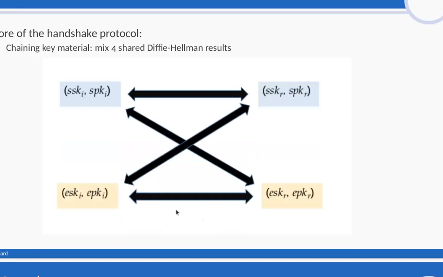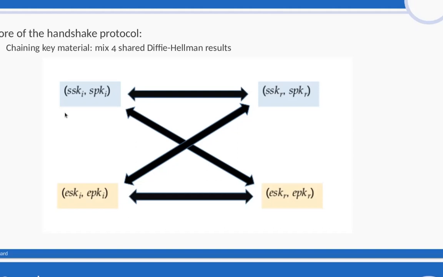The core of the Wireguard protocol is a chaining key material, which is fed into a KDF to derive the final symmetric keys at the end of the handshake. This chaining key material essentially mixes 4 shared Diffie-Hellman results, and those shared results are computed during the handshake. As mentioned earlier, each party has a long-term X25519 key pair. In the figure below, they are marked with the blue color. On the top left, you could see the long-term key pair of the initiator. You could think of the initiator of a handshake as the client. And on the top right, it's the long-term key pair of the responder.